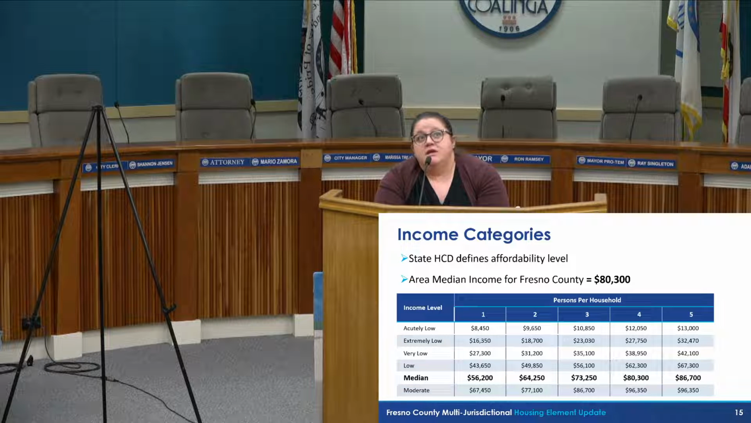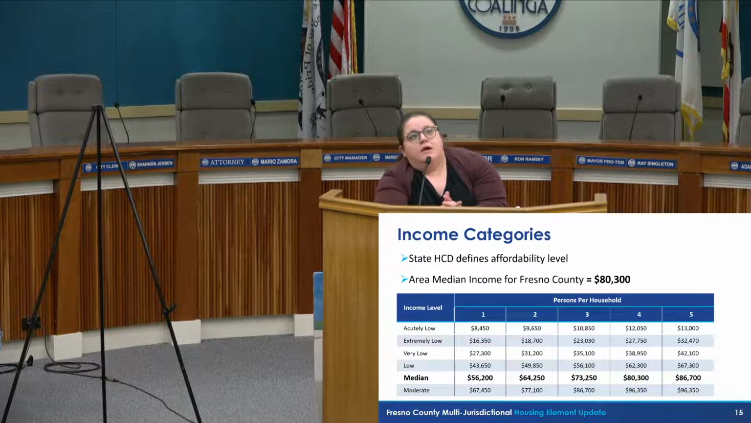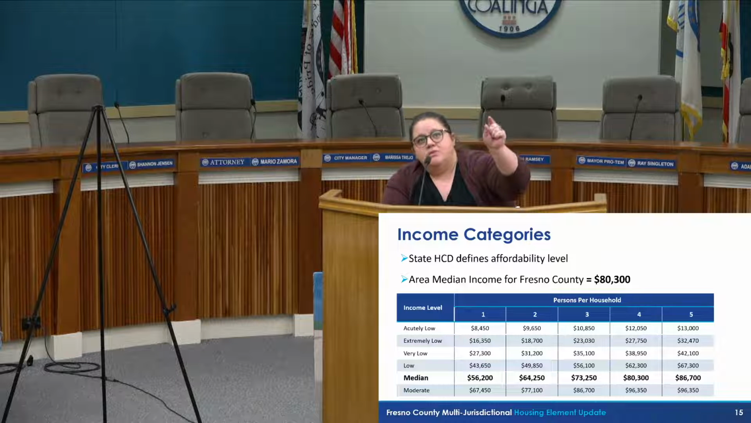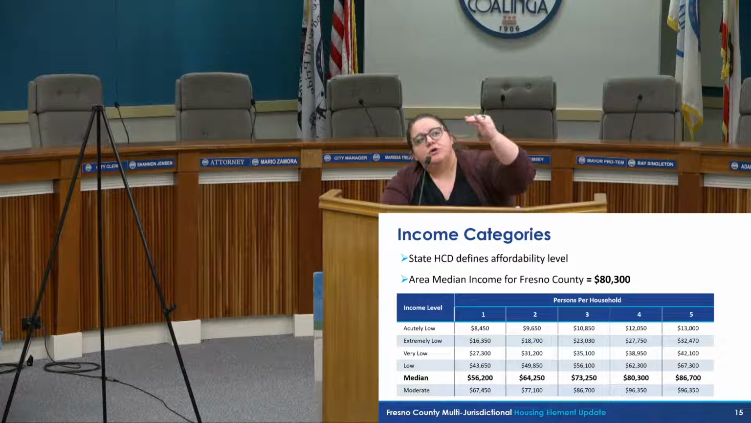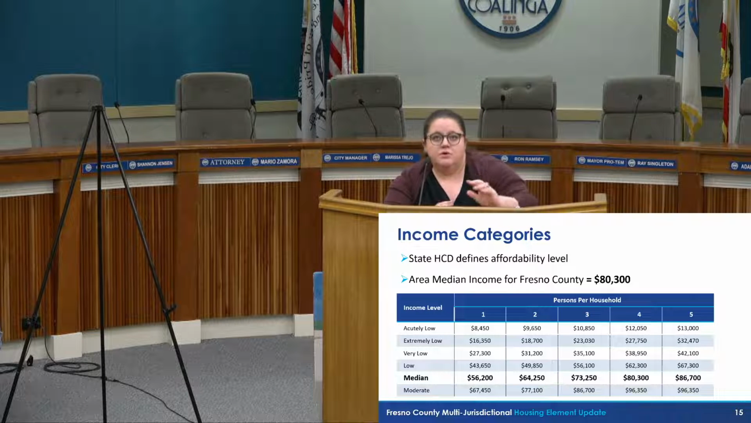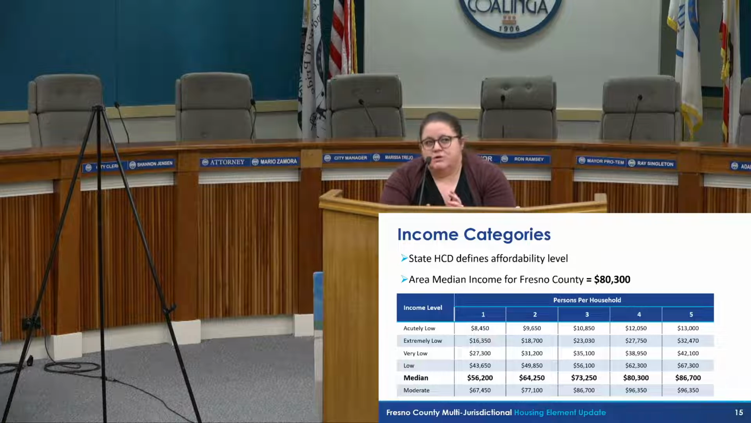The area median income for a family of 4 in Fresno County is $80,300. You can see on that chart that median is bolded, and then above that you have low, very low, extremely low, and then below that you have moderate. So the 80,000 number is what we're talking about when we say area median income, and when we're talking moderate and above, we're talking about 96,000, so about 15,000 more than that.